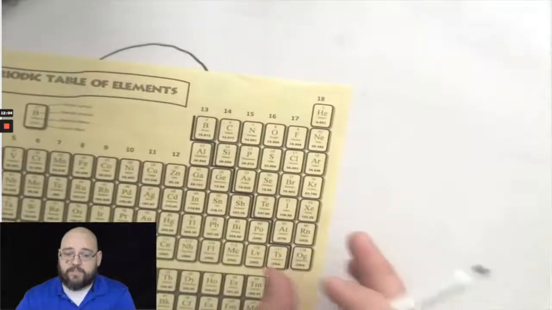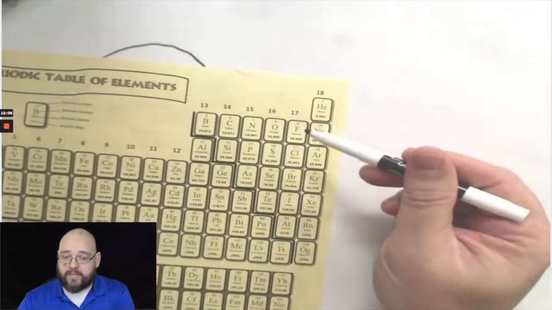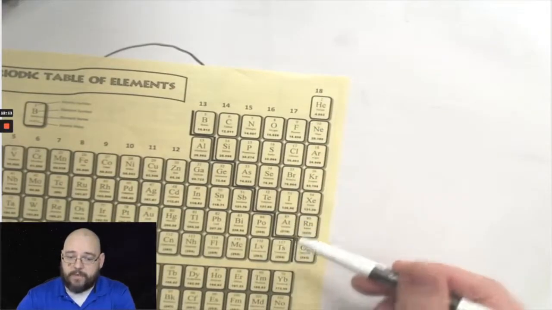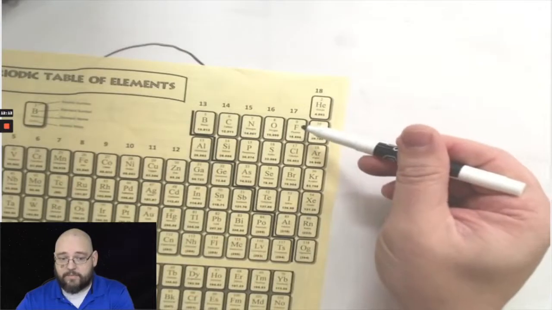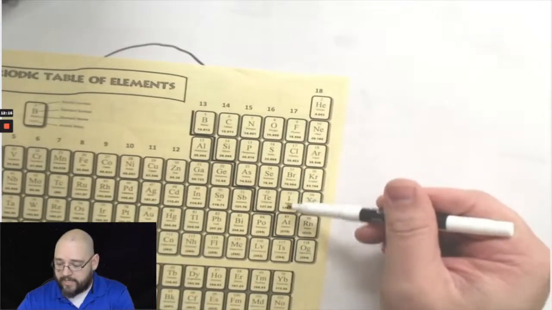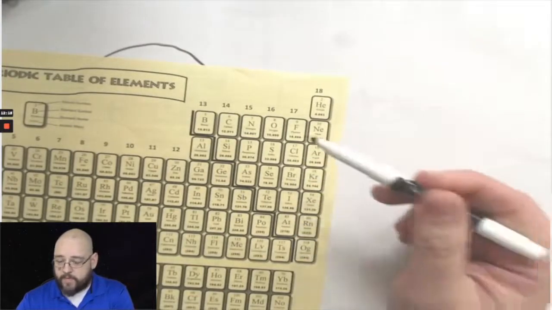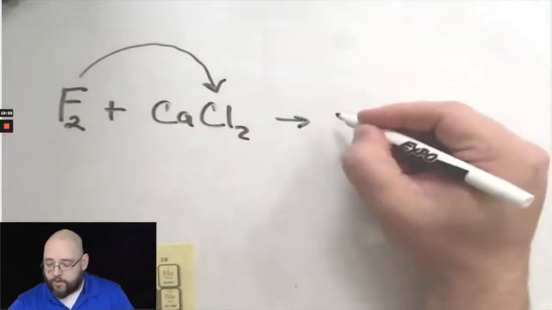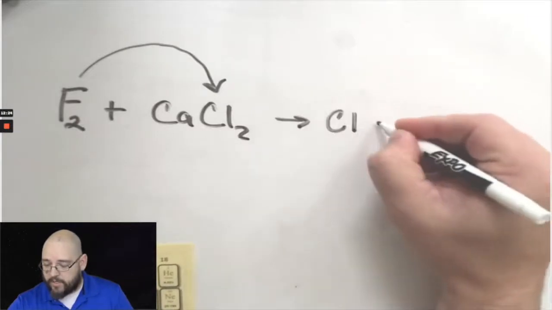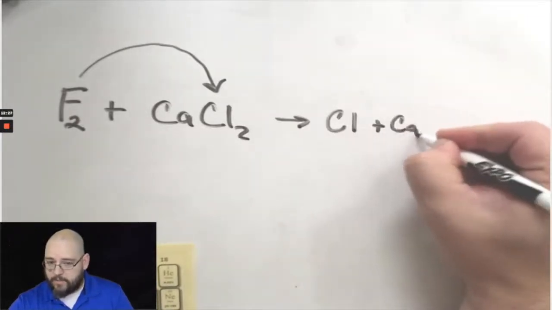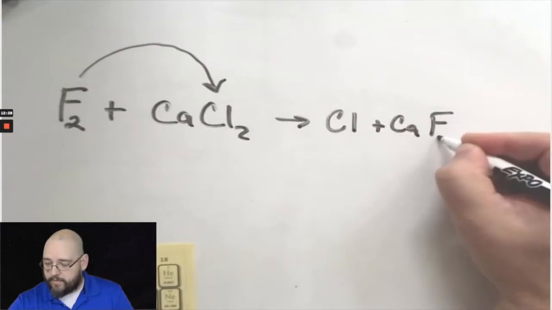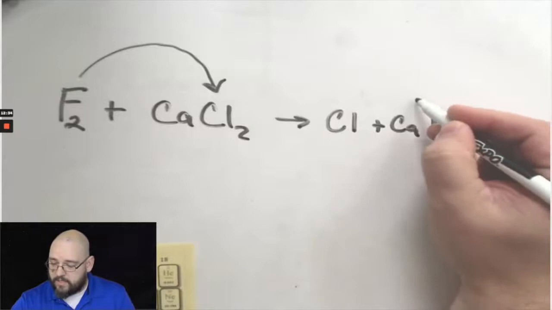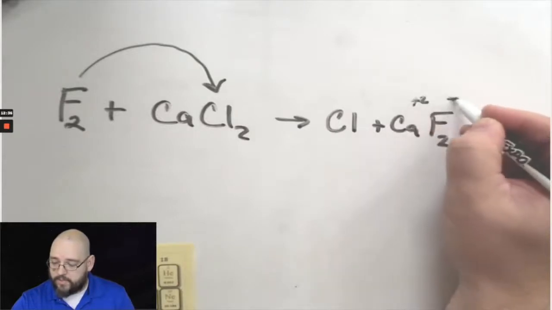And the activity series for the halogens is the periodic table. The highest activity is at the top, the lowest activity is at the bottom. So fluorine is at the top. So fluorine can replace chlorine, bromine, iodine. It can replace any of them. So fluorine can replace chlorine, so it will. And our product is then going to be chlorine plus calcium fluoride.